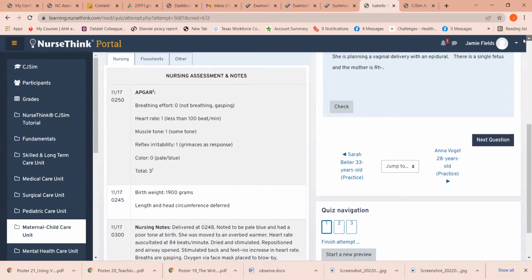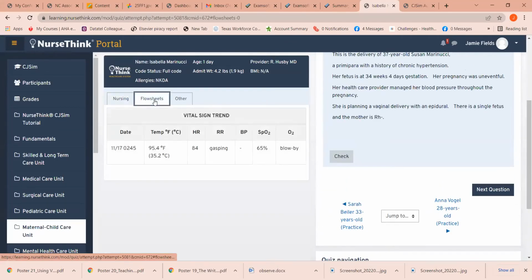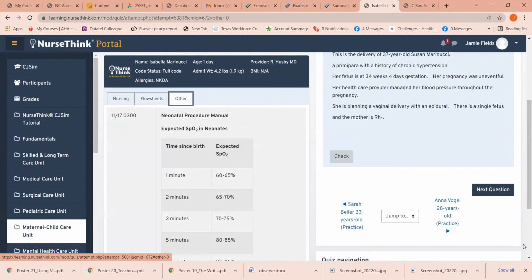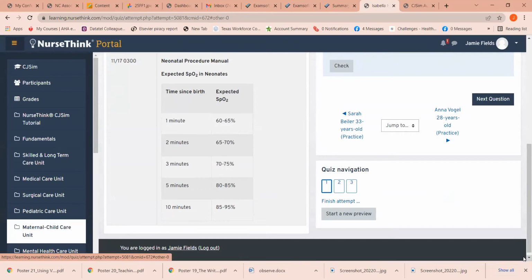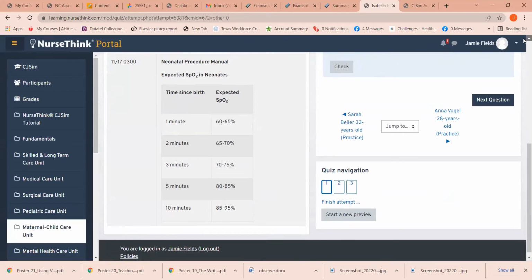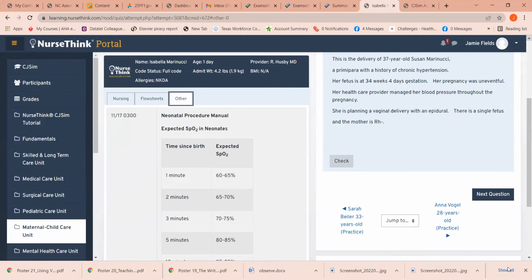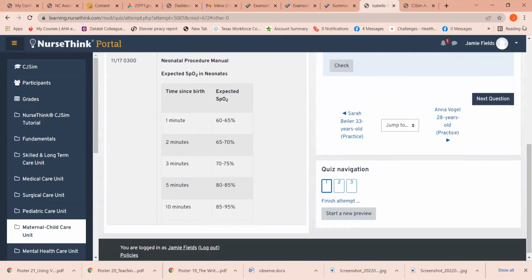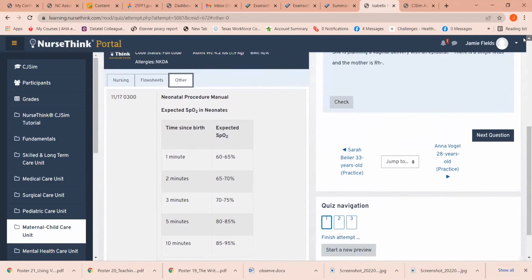All right. So we've looked at this screen. Let's look at flow sheets. This is the newborn's vital signs. Let's look at other things. All right. So let's get to the question.